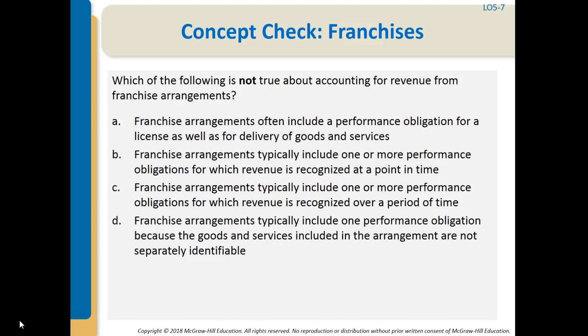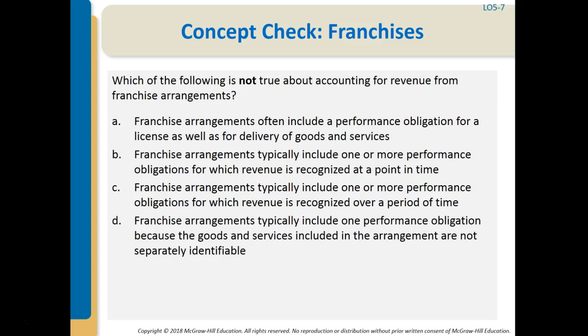So which of the following is not true about accounting for revenue from franchise agreements? A. Franchise arrangements often include a performance obligation for a license as well as for delivery of goods and services. B. Franchise arrangements typically include one or more performance obligations for which revenue is recognized at a point in time. C. Franchise arrangements typically include one or more performance obligations for which revenue is recognized over a period of time.